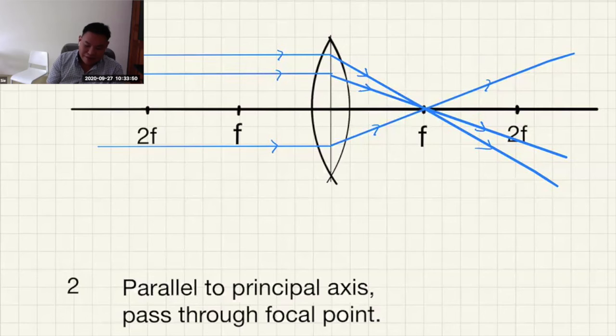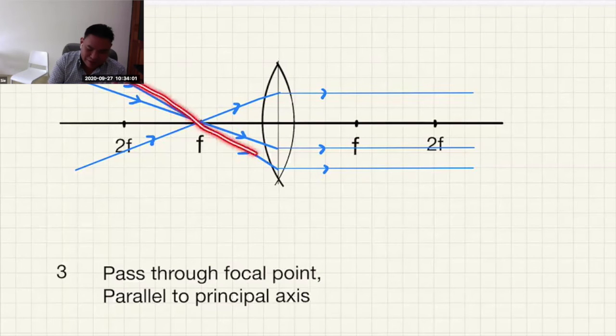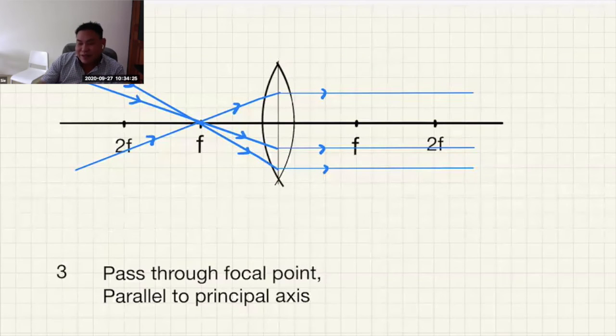That's the second one. The third one is similar to number 2. You can say it's the opposite. That means the light is passing through focal point on one side, then you draw parallel on the other side. So let's say on the left hand side, the light is passing through focal point of the lens. Then on the right side, you draw the light parallel to the principal axis. Very simple.